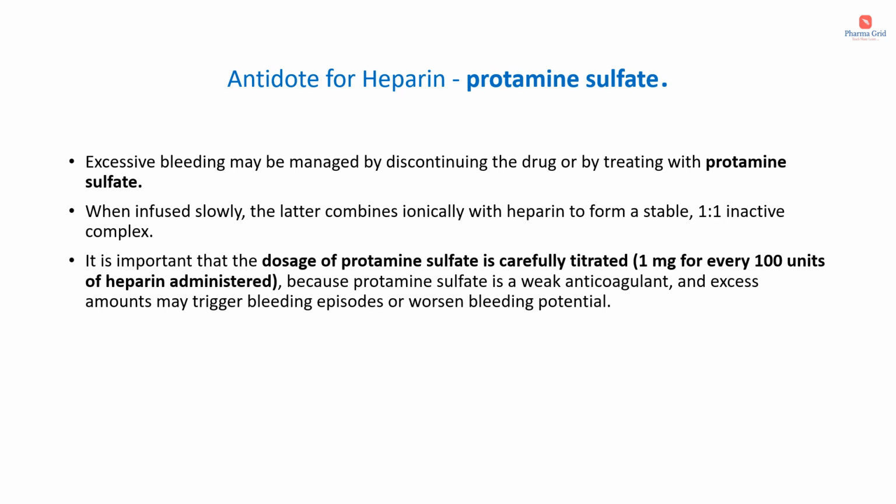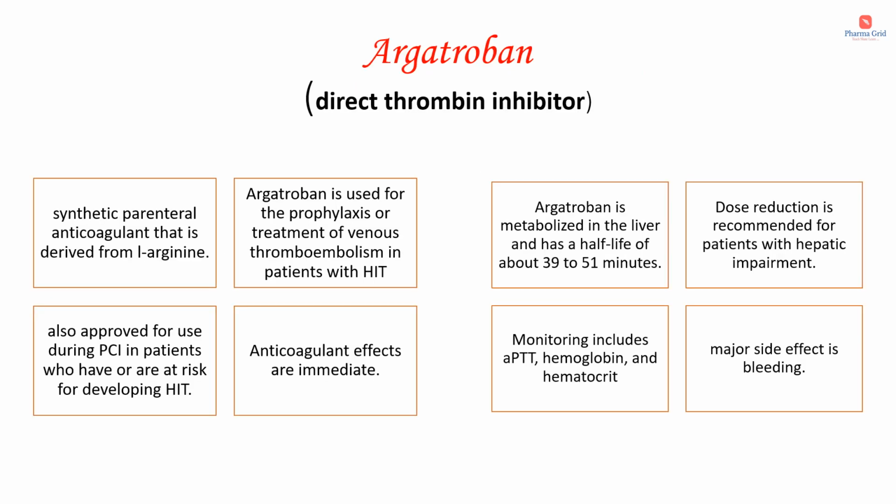So the point to be noted is that the antidote for heparin is protamine sulphate and the dosage required is 1 mg for every 100 units of heparin administered. So the next parenteral anticoagulant is argatroban. It is a direct thrombin inhibitor. Argatroban is a synthetic parenteral anticoagulant that is derived from L-arginine. Argatroban is used for the prophylaxis or treatment of venous thromboembolism in patients with heparin-induced thrombocytopenia.